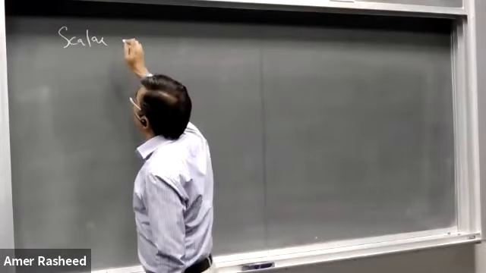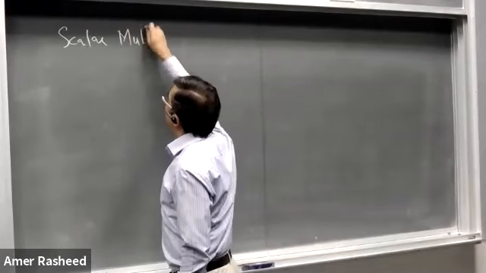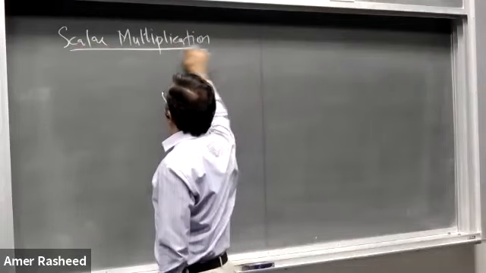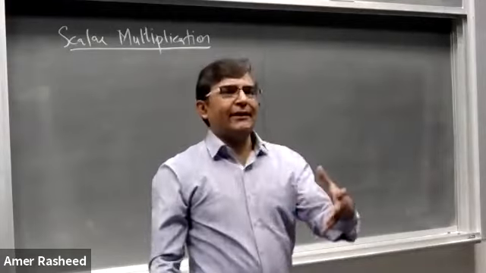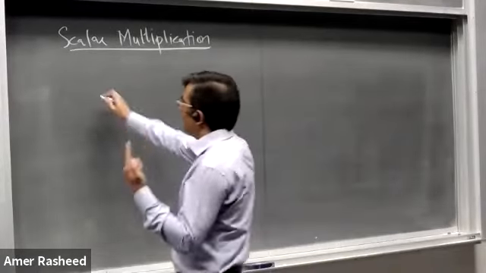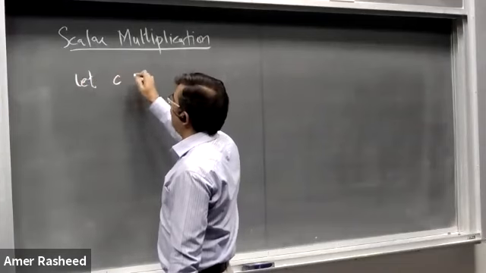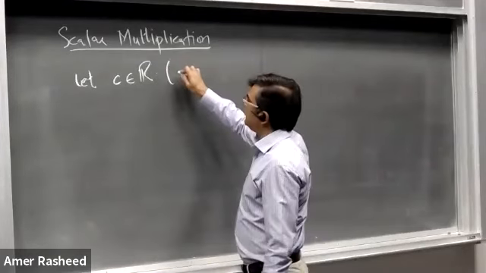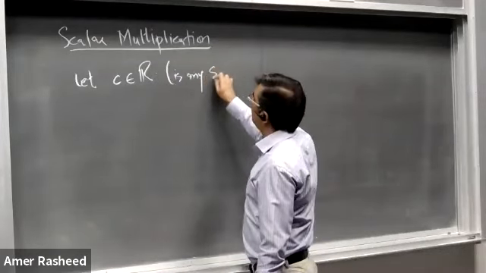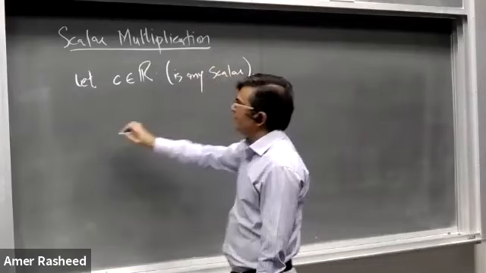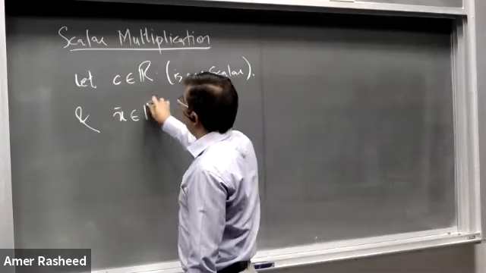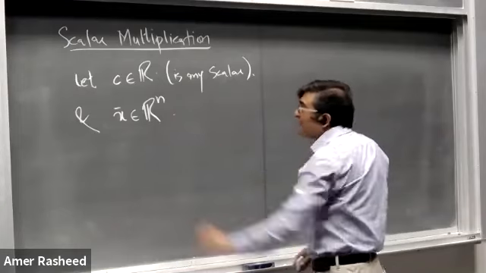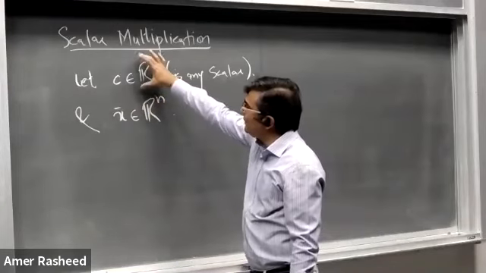Scalar multiplication of a vector. Scalar multiplication means how do we multiply a vector with a scalar? A scalar is a single constant. You can say let C be any scalar, C belongs to R. It's a constant, and X is some vector which belongs to Rn. So you should be able to clearly see what is the difference between this and this.